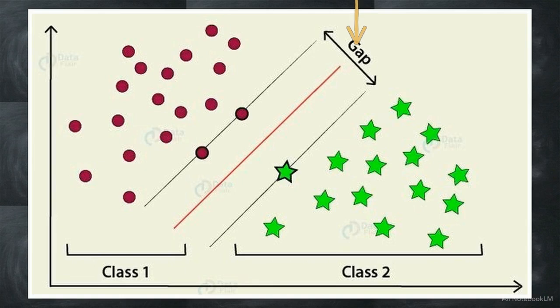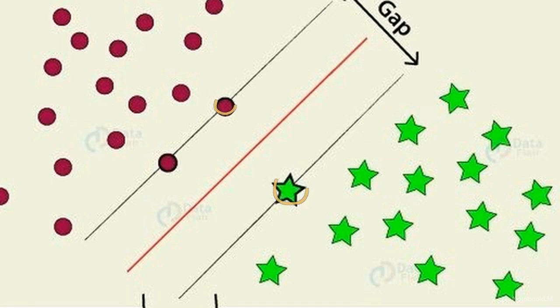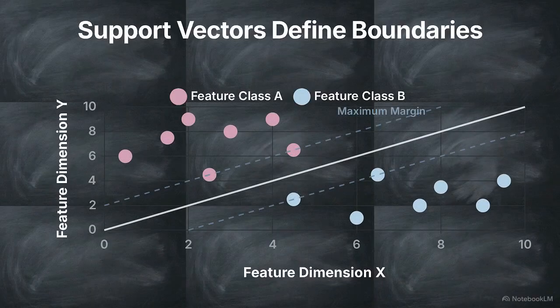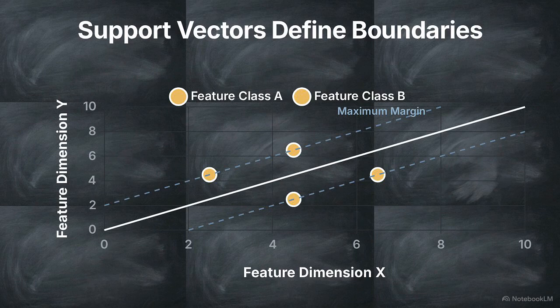The empty space bounded by the parallel lines is the margin. These lines are physically anchored by specific data points, the green star and purple circle. These are the support vectors. They are the only points the algorithm evaluates. Every other interior data point could be entirely erased, and the boundary wouldn't shift by a single millimeter.